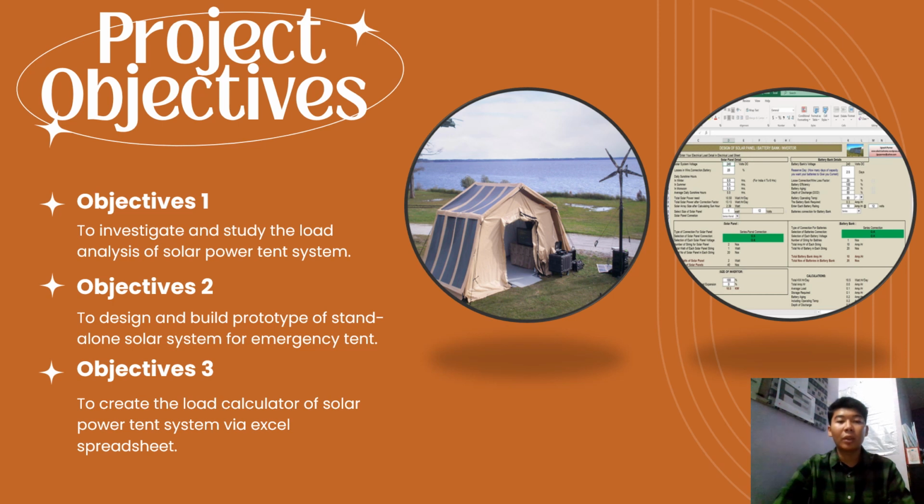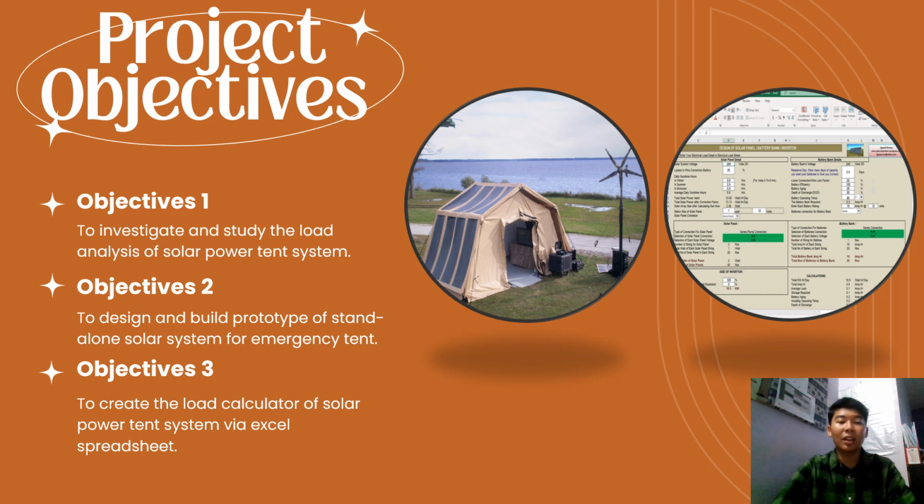For the project objective, we have three objectives here. The first one is to investigate and study the load analysis of the solar power plant system by finding the total load and the power consumption of the tent to calculate the solar system sizing and find the suitable components to be used, such as the solar panel, type of charge controller, type of inverter, and type of battery.